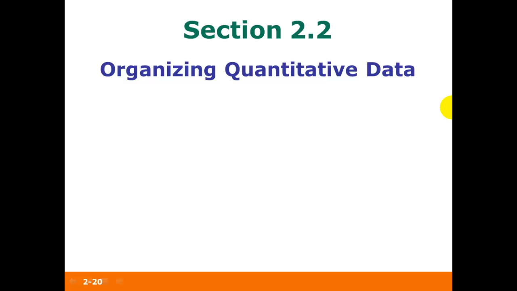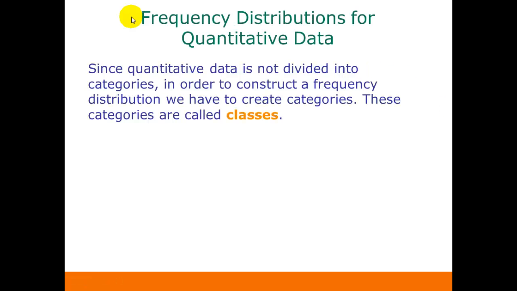This is the video for section 2.2 on organizing quantitative data. When we talk about organizing quantitative data in tables, we're talking about constructing frequency distributions. This is a little bit more complicated than it was for qualitative data because qualitative data was already organized into categories. Quantitative data isn't, so we have to create the categories ourselves or have the software do it. So what we're going to talk about here is creating the categories, or the classes.